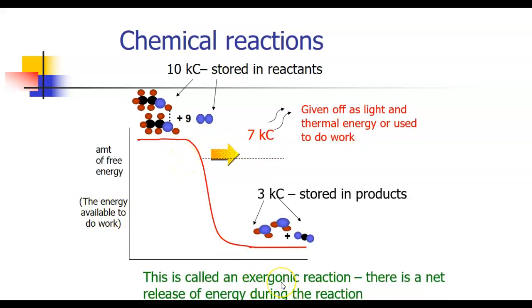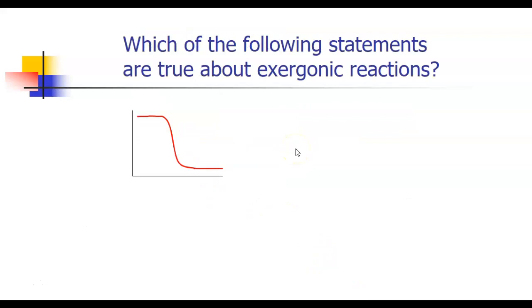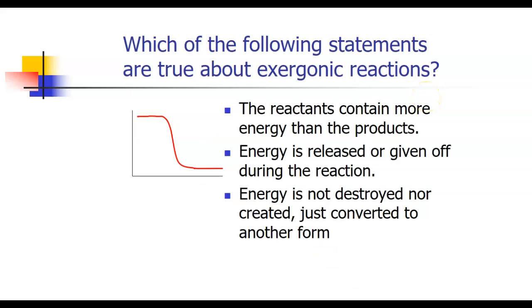This is called an exergonic reaction. There is a net release of energy, where energy is released in the reaction. So then a little quiz you can give yourself is asking yourself, if an exergonic reaction is where the energy is being released, which of the following would be true? The reactants contain more energy than the products? Yep, this is higher than this. Energy is given off or released during that reaction, as you can see from this downward slope. But overall, the first law of thermodynamics is always true. So all of those were true.